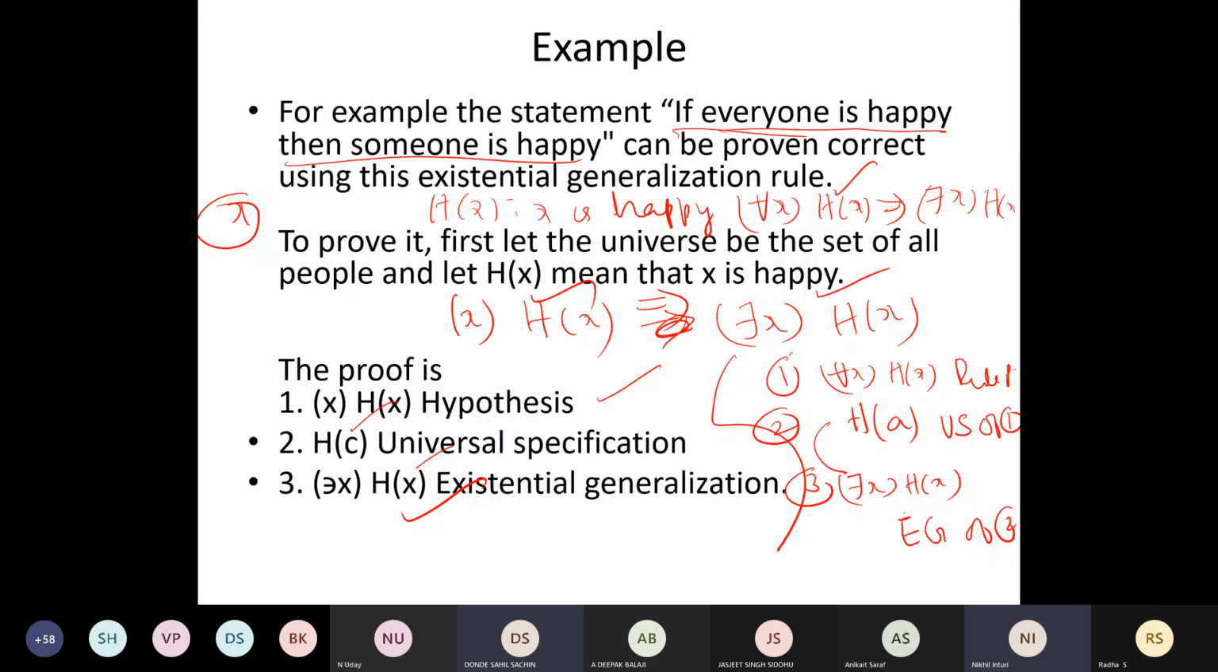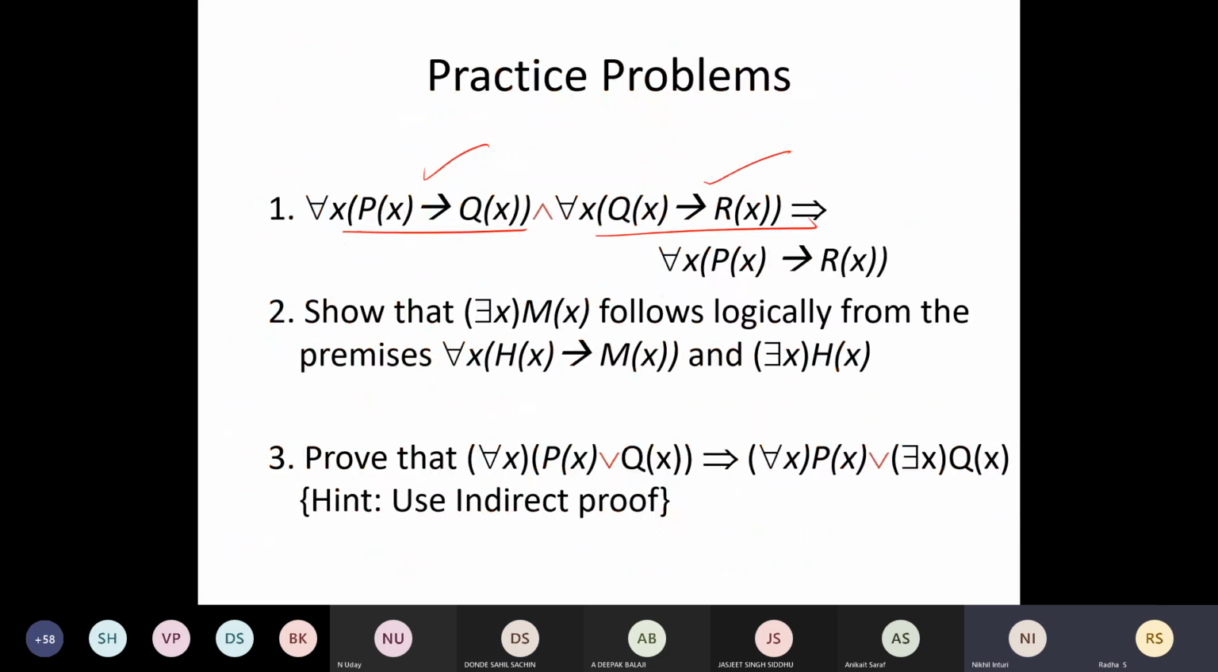Yes, ma'am. So here, H of A. Here A is a random value or a fixed one? A random value. Okay, so from a random value we can conclude that there exists x, H of x. It's up to us here. Since it is for all x, H of x, you can call it a random value or a specific value; it does not affect there exists x, H of x. Even if A is a random value, there exists x, H of x will be true. Even if it is a specific value, then also it will be true. Correct? Yes, ma'am. Got it.